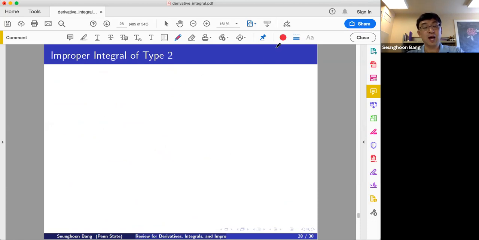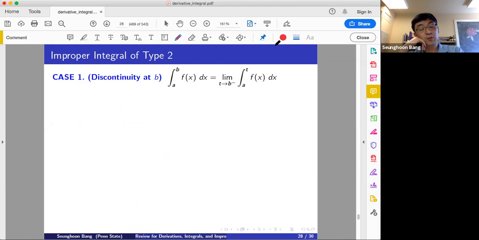Improper integral of type 2, case 1. The function is discontinuous at b. How can you calculate? The limit as t approaches b from the left of the integral from a to t of f of x dx. How can you decide the left-hand side or the right-hand side? The idea is not difficult here. a and b are given. You can choose t. We have discontinuity at b, so t approaches b from the left.